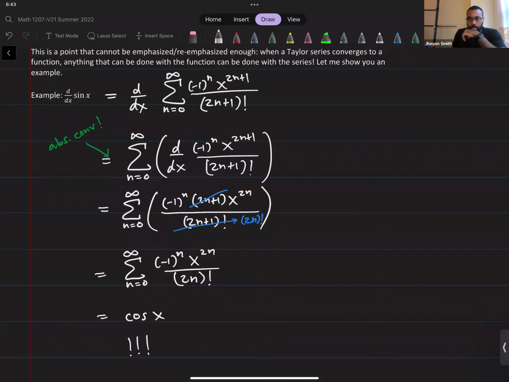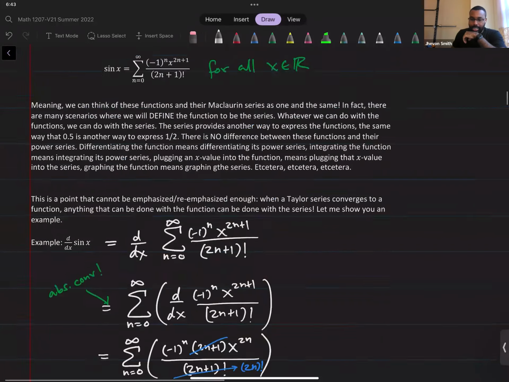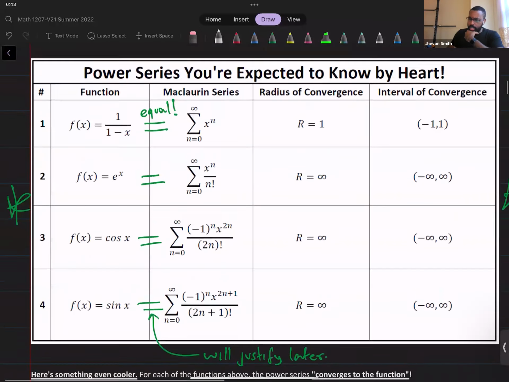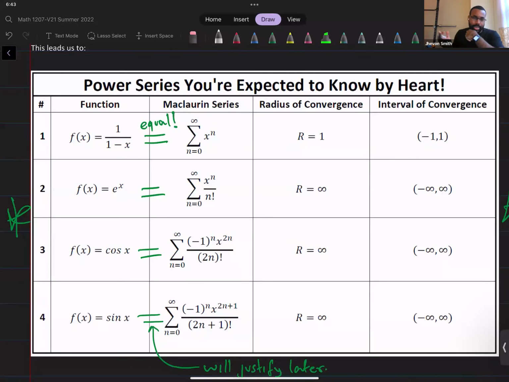So yeah, these guys and their series, they're one and the same. There's no difference between the two. And that's a very important point to actually get. So this is something that you're expected to know now and forever.